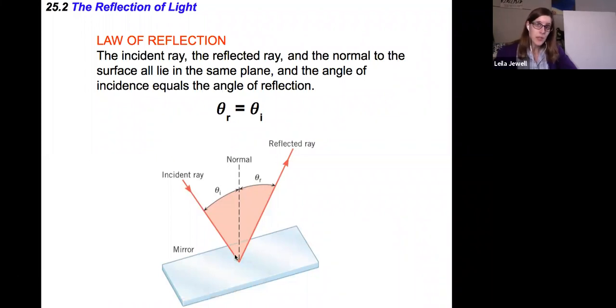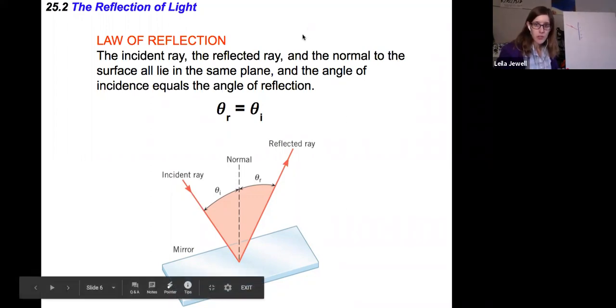So anytime you have a problem, I recommend first drawing in that normal, right? Because you could have it where maybe it's a vertical mirror, something like that, where we have a nice vertical mirror and a light ray comes in from above. And that might be all that's given to you on the problem.